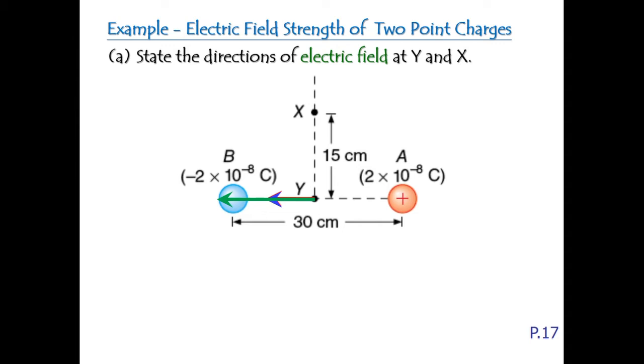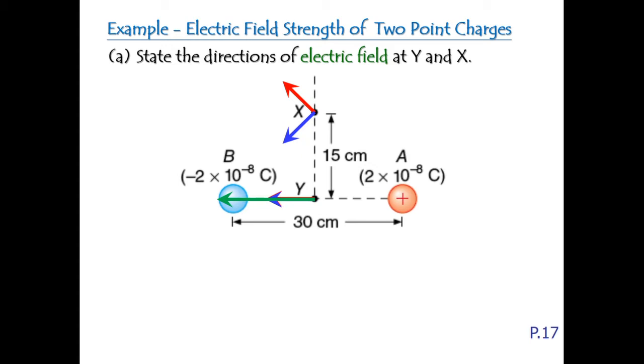How about the electric field at X? Very good. The electric field at X due to the positive charge is pointing in this direction. And the electric field due to the charge at B, the negative charge, should be pointing in this direction. Is it okay?